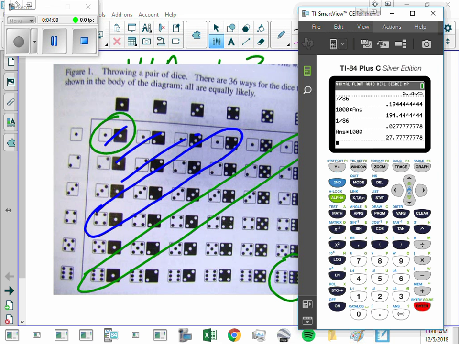Because is this situation discrete or continuous? It's discrete. Right? We're counting rolls. We can't have half a roll. All right. That takes care of A.